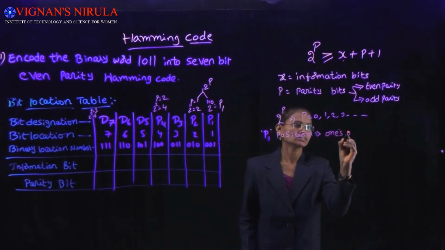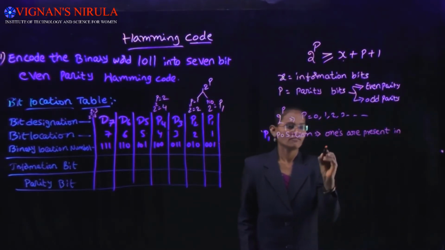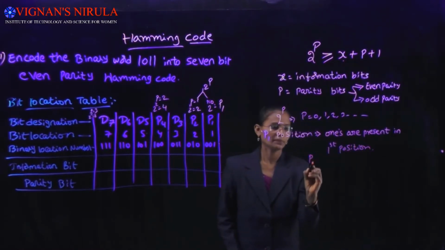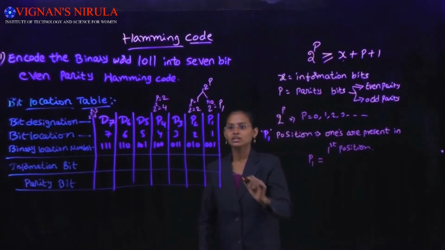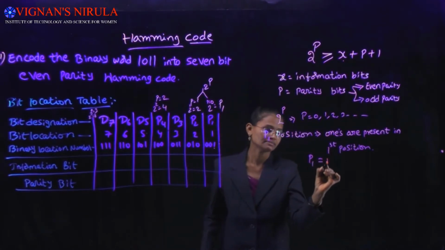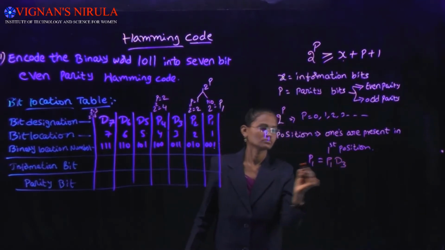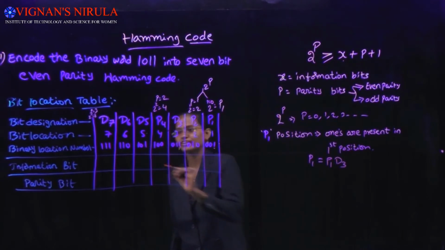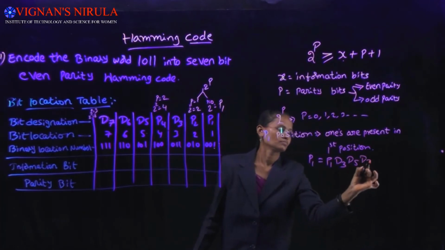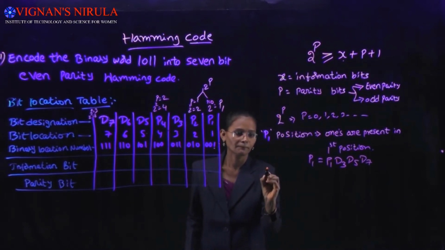In the binary bit locations, 1 is present in the first position, that is P1. And the next one is present in D3, and the next in D5 and D7. These are the P1 position bits, where ones are present in the first position.